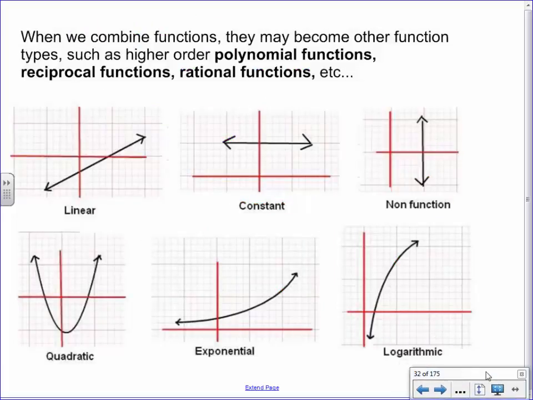Okay. So that's actually what my next slide here talks about. When you combine functions, they become other function types, right? They could be polynomial, but we're going to learn about all sorts of different types here. So here's linear, here's constant. This, by the way, is not even a function. Why? Why can't this be a function? What does it fail? The vertical line test. Right? Because it is a vertical line. So here's quadratic. These, by the way, we're going to learn about in our next unit, exponential and logarithmic, but they're just more graph types.